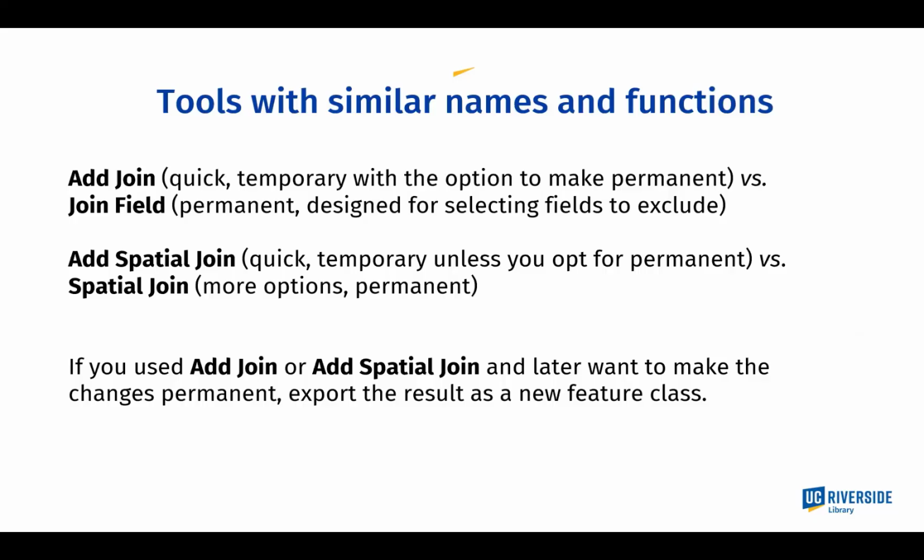Similarly, what we did was add spatial join, but there is a tool that you access elsewhere called Spatial Join. It also makes things permanent, and it gives you more options on how to perform that join. So if you have done the way we did it today, where it's the temporary join, but you decide later you want to make those changes permanent, what you can do in the GIS is export the resulting layer as a new feature class. So then you basically would have the map that represents the data that you had at the start, and then also this new one that has the added stuff to it. And you do that by exporting the result.